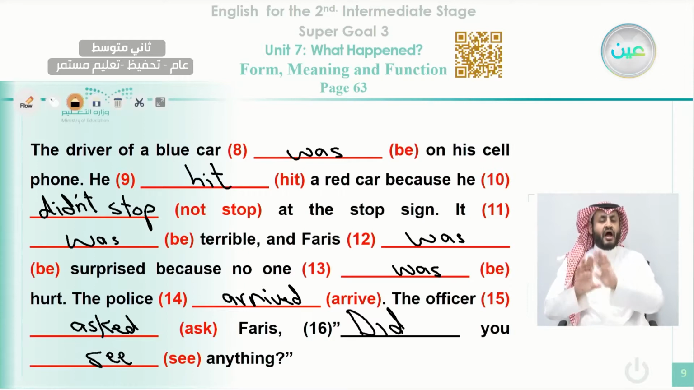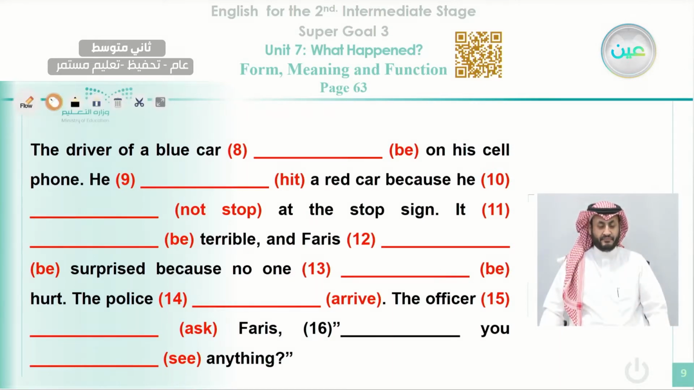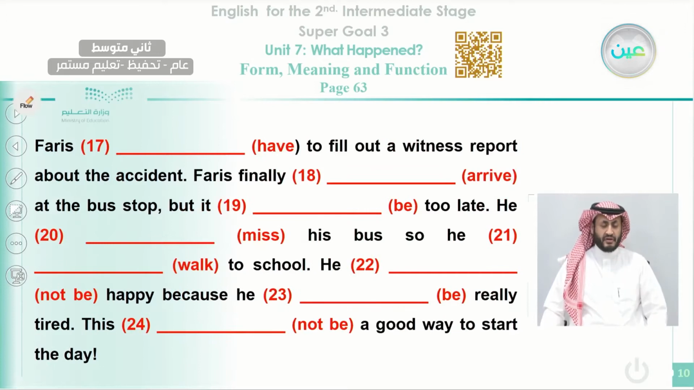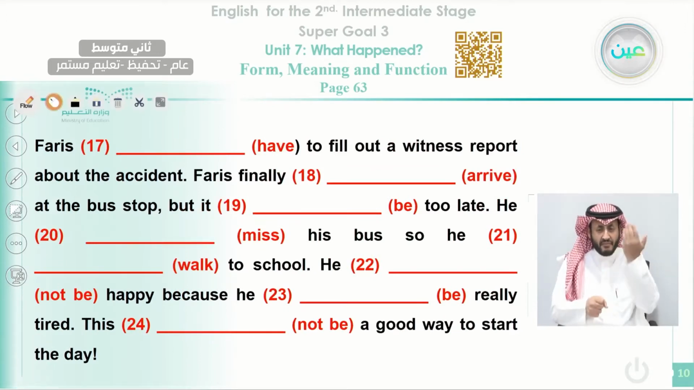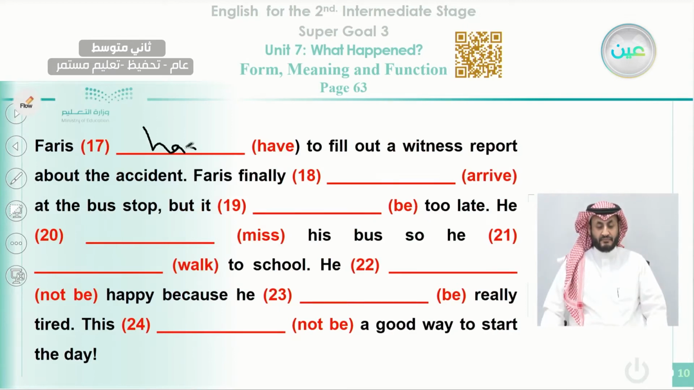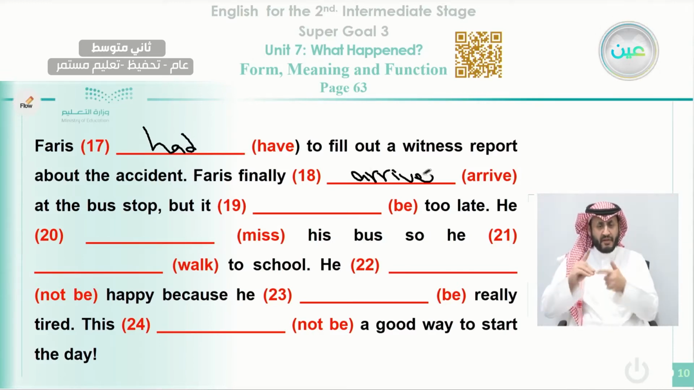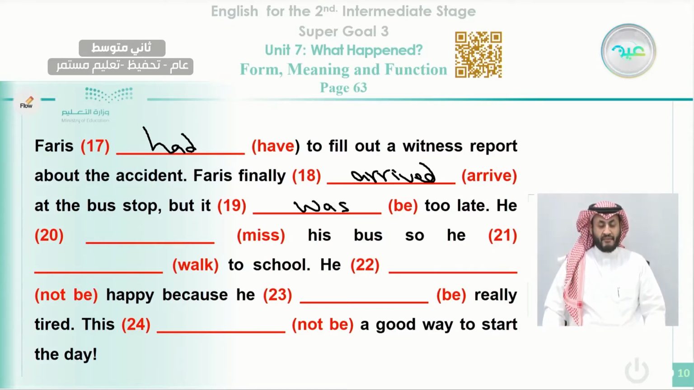Okay, so the last paragraph. Now we move to the last paragraph to continue this report. Faris had to fill out a witness report about the accident. Faris really arrived, in the past form also, at the bus stop, but we could use it in the past as well, it was too late. He missed, as you can see here, miss is in the past as well, his bus, so he walked on foot. That means he went on foot to school.